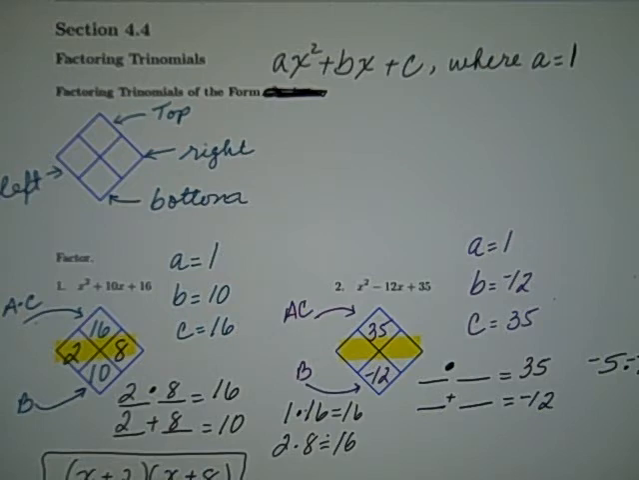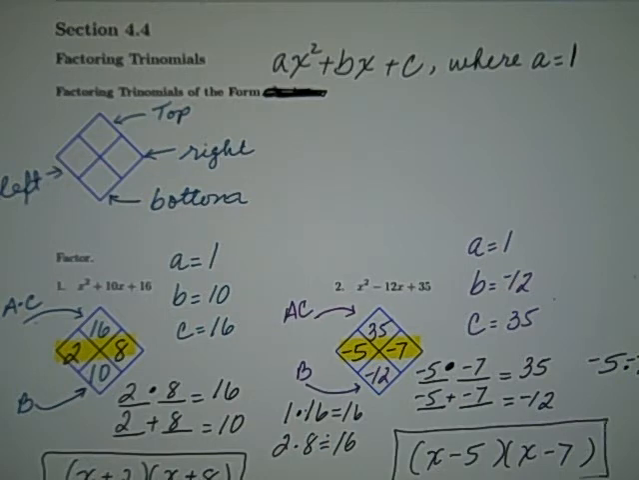Let's check. Negative 5 times negative 7, is that 35? Yes. Negative 5 plus negative 7, will that give us negative 12? The answer is yes. Now we have found our factors, which are negative 5 and negative 7. So the factorization of this trinomial is x minus 5 and x minus 7. These are the factors of that trinomial.